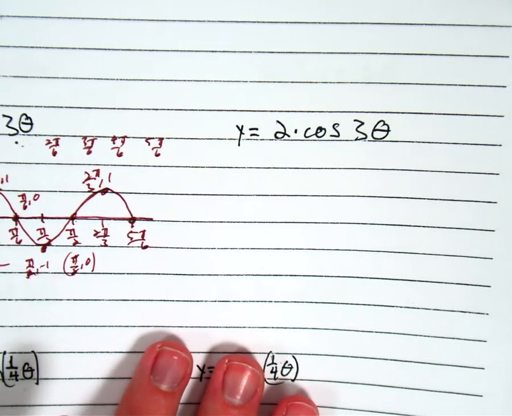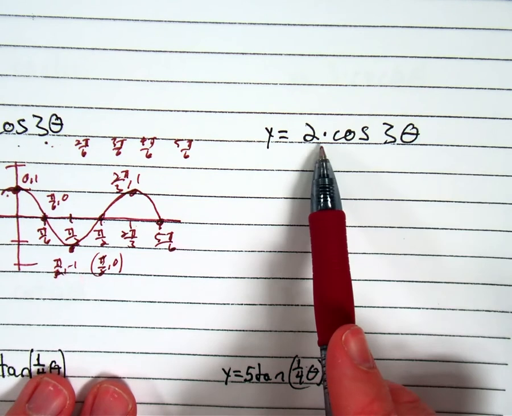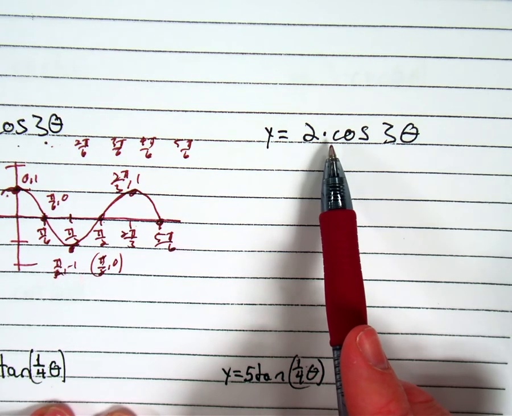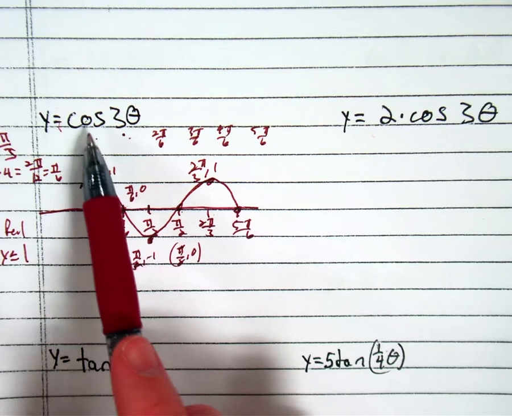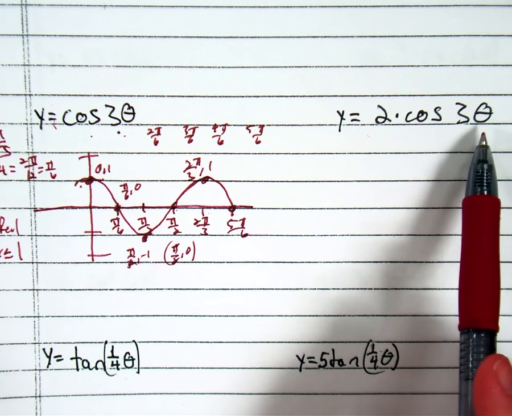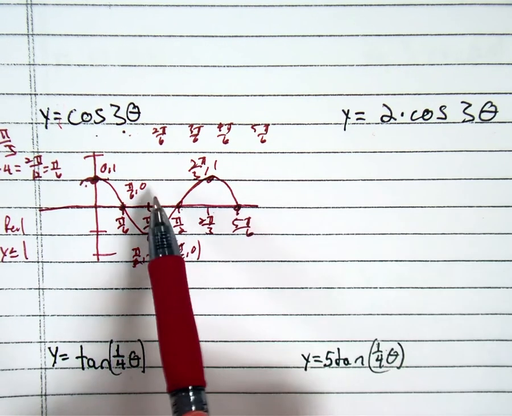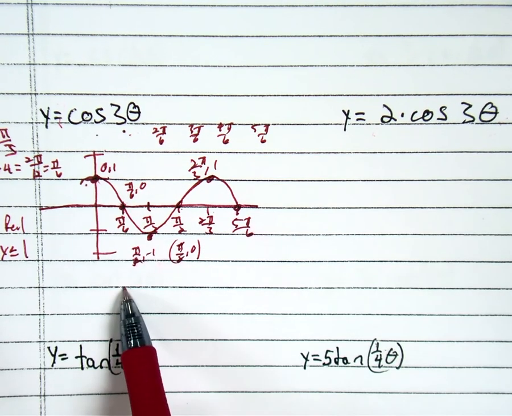Let's see what happens with this one. Okay, well actually this one's going to be about the same. Look, it's got a 2 in the front. So what's the only thing that's going to change for that? The only thing that's going to change, because it's the same thing, cosine of 3 theta to cosine 3 theta, is your top and bottom. Now for this one, this is going to go up to 2, and this one's going to go down to negative 2.